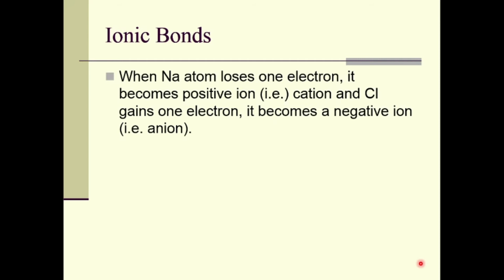When the sodium atom loses 1 electron, it becomes a positive ion, that is a cation, and Cl gains 1 electron, so it becomes a negative ion, that is an anion. So when the sodium atom loses 1 electron, it becomes sodium plus, Na+, so it is a sodium ion, or we can say a cation.